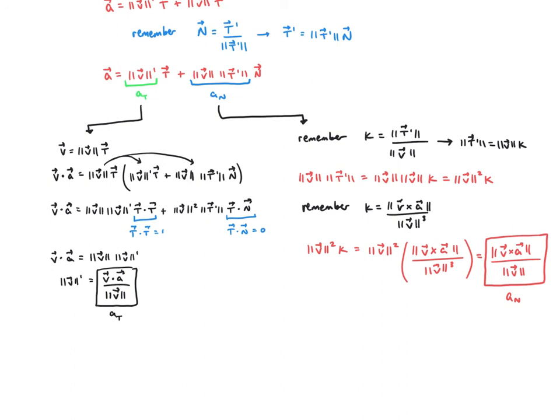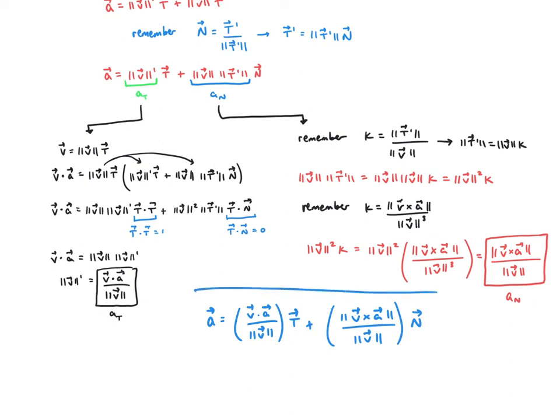So if you were to put all of this together, the acceleration itself is going to be V dotted with A divided by the magnitude of V, multiplied by the tangent vector, plus the magnitude of V cross A divided by the magnitude of V multiplied by the normal vector. So that's the idea behind the tangent and the normal components of acceleration.